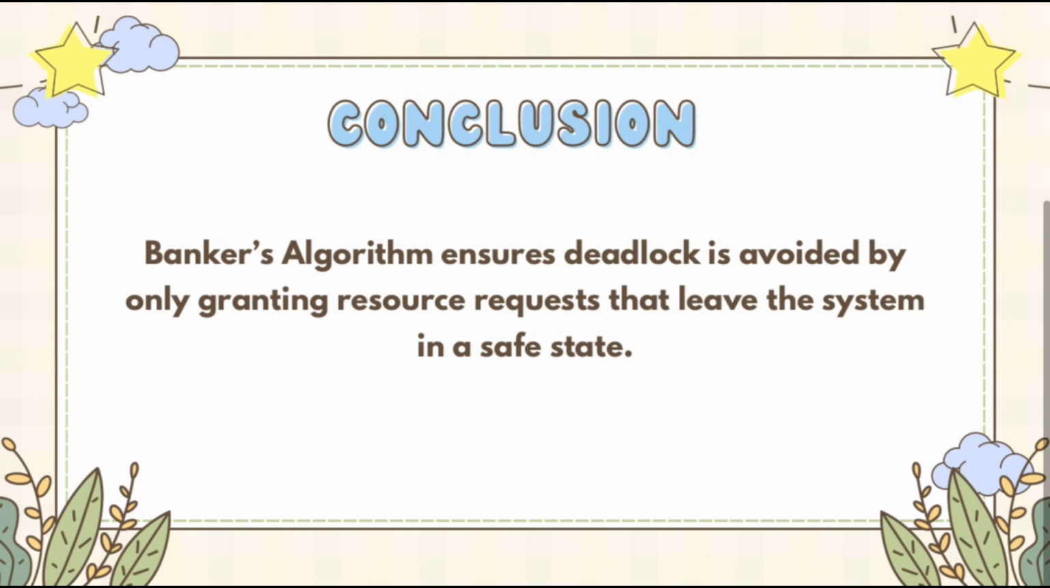Now the conclusion. The Banker's algorithm ensures deadlock is avoided by only granting resource requests that leave the system in a safe state. The conclusion says the Banker's algorithm avoids deadlock in every situation by only granting resource requests that leave the system in a safe state.